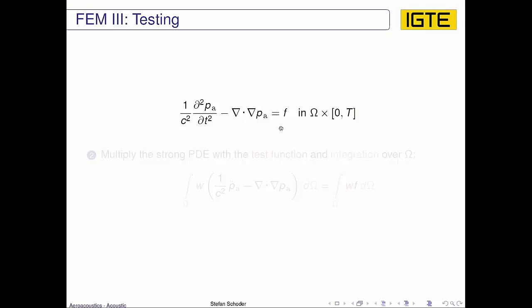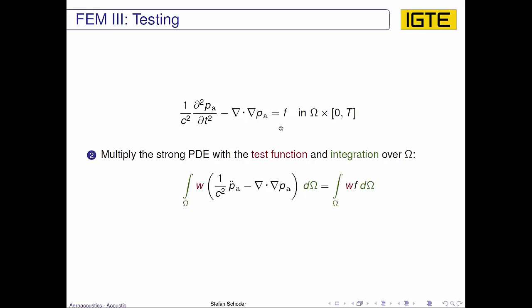First of all, testing means that we multiply the strong PDE with the test function. The test function we already defined before is this W. And then, this is done on both sides of the equation, of course, and then we integrate over the domain. So we make a functional out of it. We integrate over the domain, and that's what we, in these terms, use testing for.